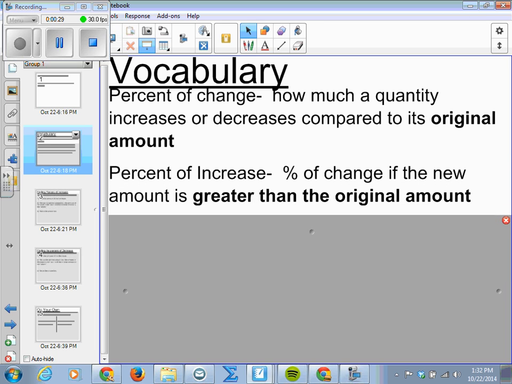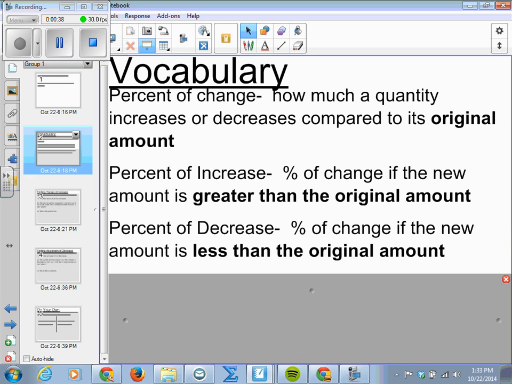Percent of increase, percent of change if the new amount is greater than the original. Percent of decrease, percent of change if the new amount is less than the original amount.